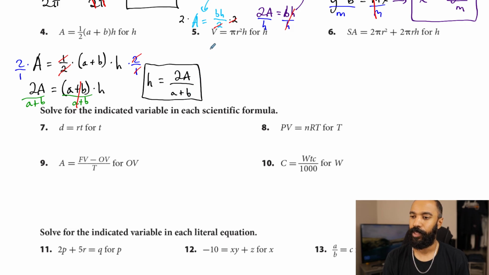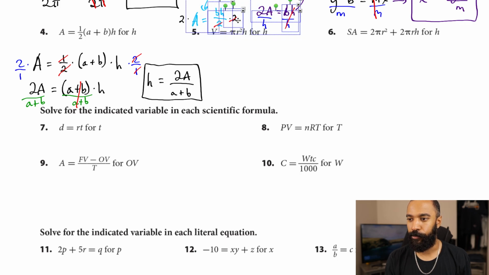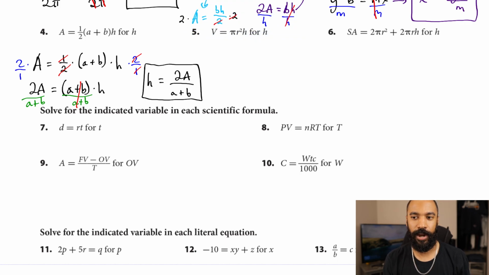All right, number 5. V equals pi r squared h. Solve for h. You've probably heard of pi r squared before. Pi r squared is finding the area of a circle given its radius.